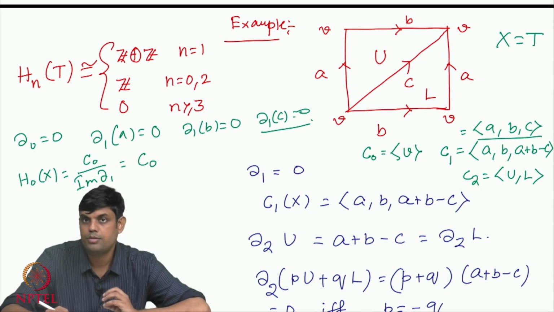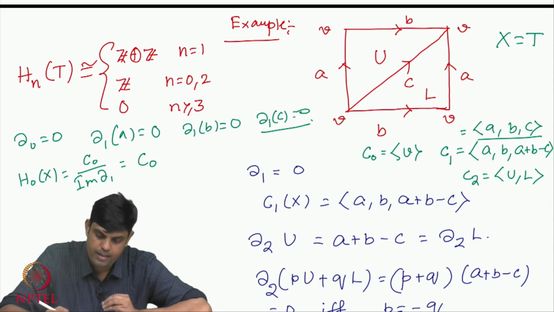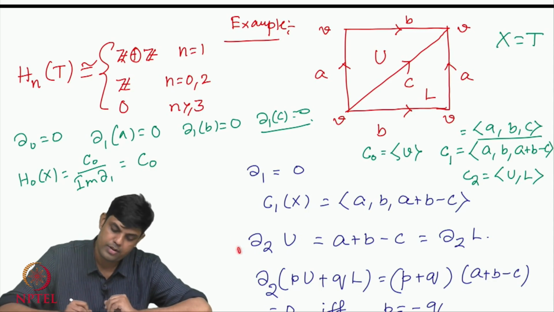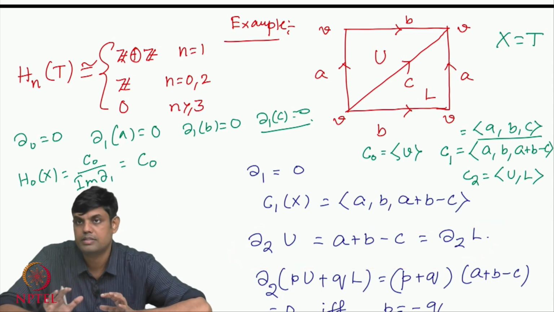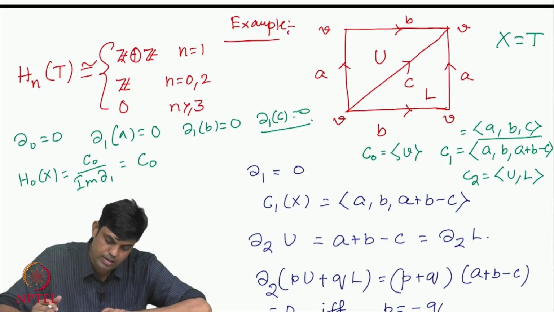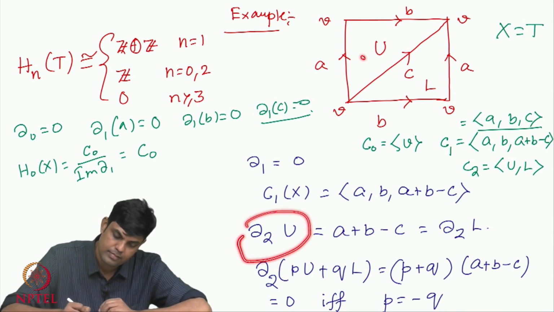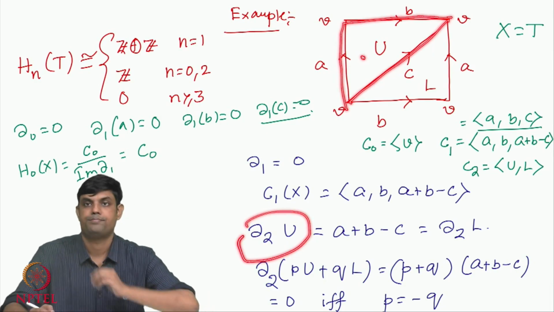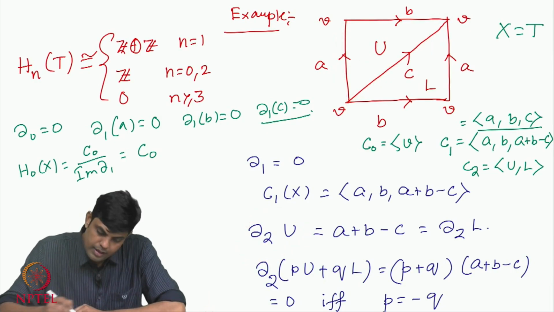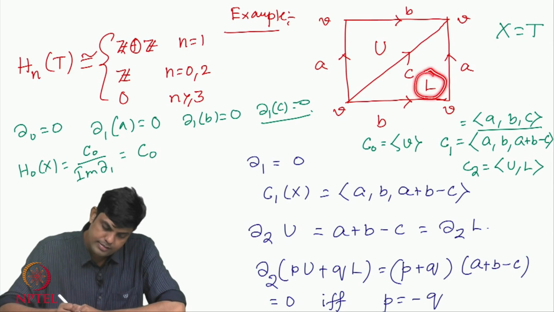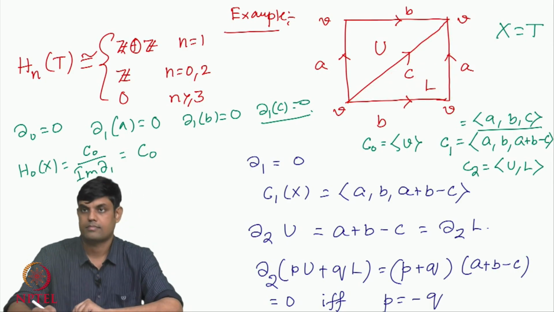Now let us look into H1. Okay. So for that I have to compute delta 2. Delta 1 I have seen it is 0. Now I have to compute delta 2. So if you look at delta 2 of U, the upper one, that will give you A plus B minus C. Okay. Similarly, delta 2 of L is A plus B minus C. Okay.